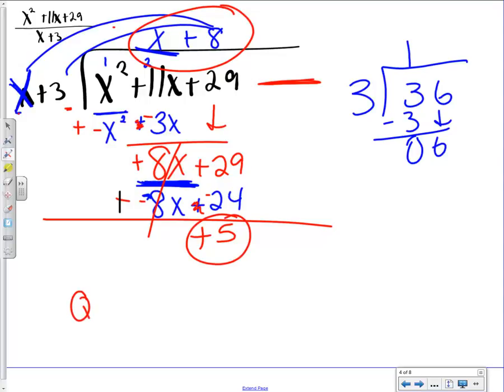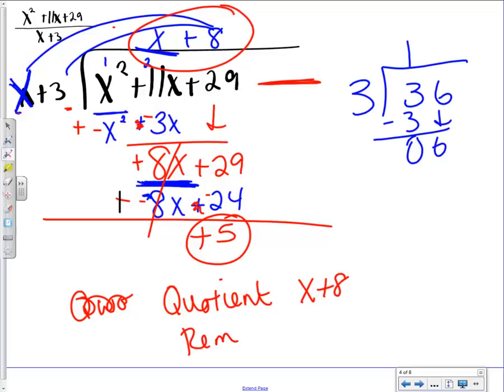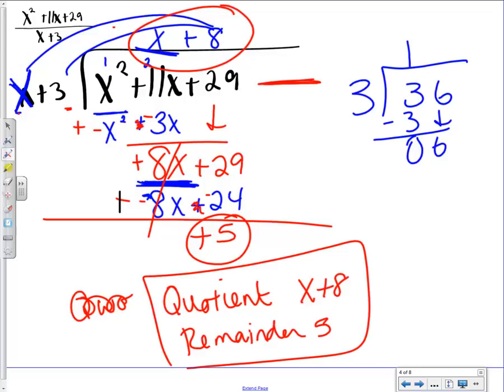So in my open math, sorry, I can't spell, quotient is x plus 8, and your remainder is 5. Quotient, answer on top, remainder is the remainder that you would have even from something that was left over. Okay, let's try another one.